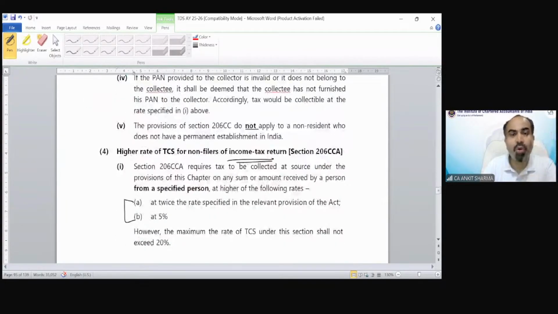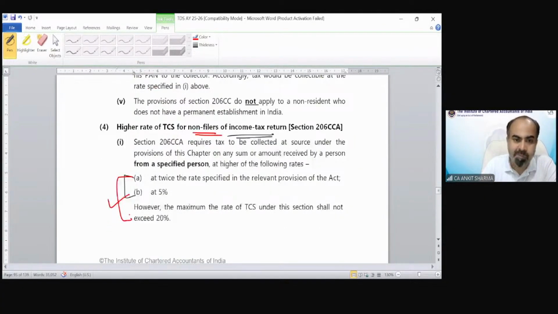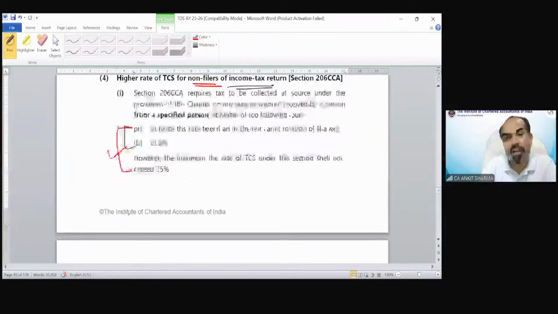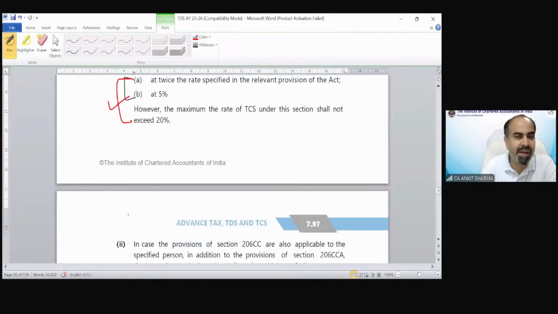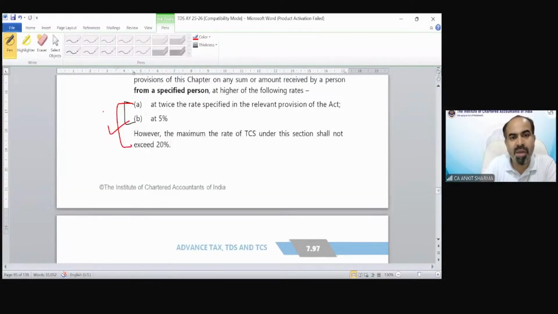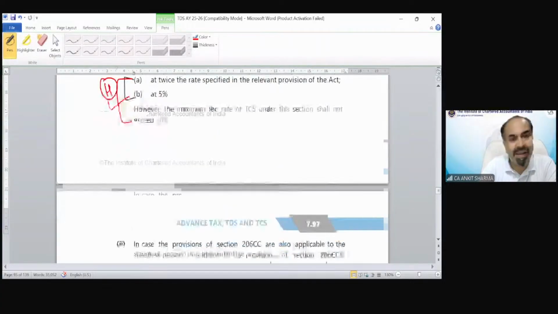If you are not going to file your return of income, in the same case as in case of TDS, again the same provisions are there. Twice the rate or 5%, but it cannot exceed 20% in any case. The maximum rate is 20%. So that could be higher, but it cannot exceed 20% in any case.